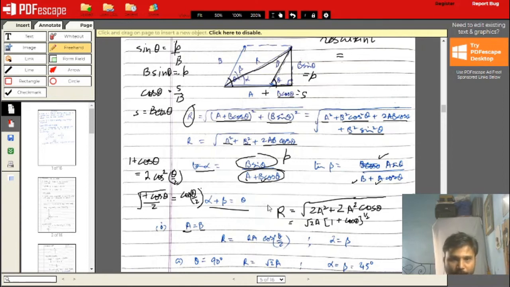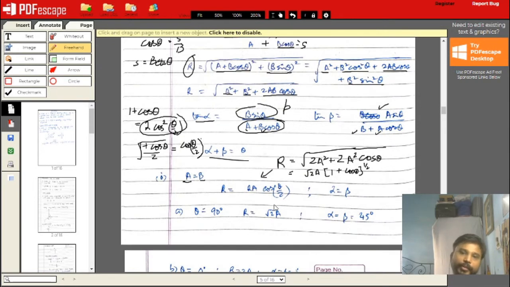So we have 1 plus cos theta, which is replaced by this quantity, 2 cos square theta by 2. When we calculate it, we get this easier formula. When two vectors are equal, the magnitude of their sum is simply 2A cos theta by 2. And we know that alpha would be equal to beta, since A and B are equal, so this ratio would be equal to that ratio. If alpha is equal to beta, then each would be simply equal to theta by 2, since alpha plus beta is theta.